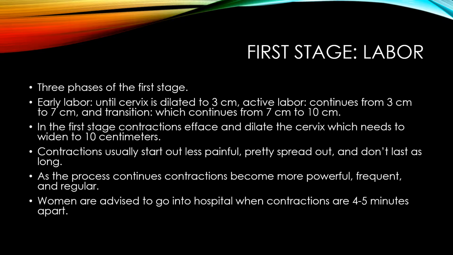First stage, labor. There are 3 phases of the first stage. We have early labor, which is until the cervix is dilated to 3 centimeters. Active labor continues from 3 centimeters to 7 centimeters, and transition continues from 7 centimeters to 10 centimeters. In the first stage, contractions efface, which is thin out, and dilate, widen, the cervix, which needs to widen to 10 centimeters. Contractions usually start out less painful, pretty spread out, and don't last as long.